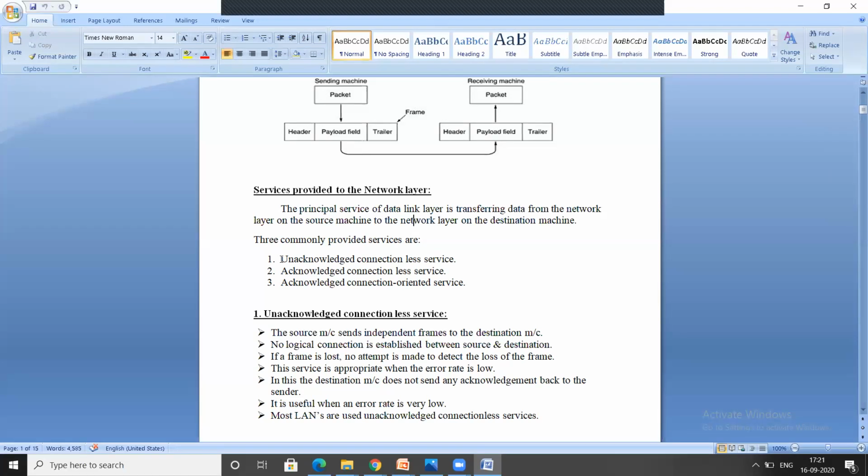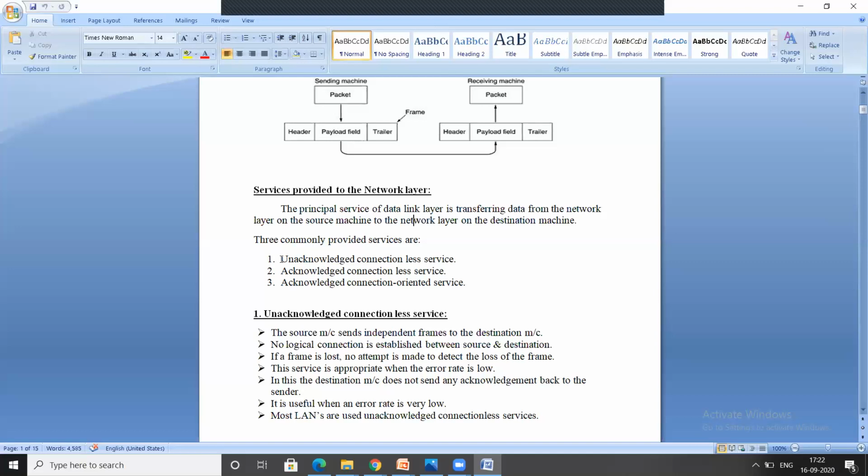Then what are the consequences if there is no acknowledgement? Means if a frame is lost during the transmission, the sender side data link layer transmits a frame to the receiver side data link layer. That means a frame is transmitted from source to destination. Then the frame is lost during the transmission.